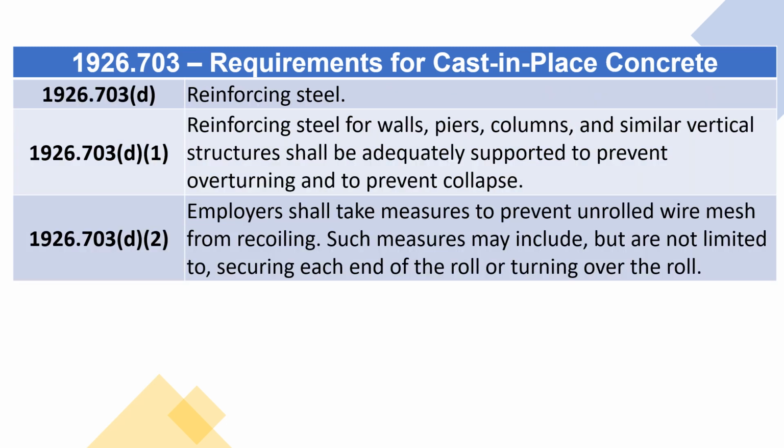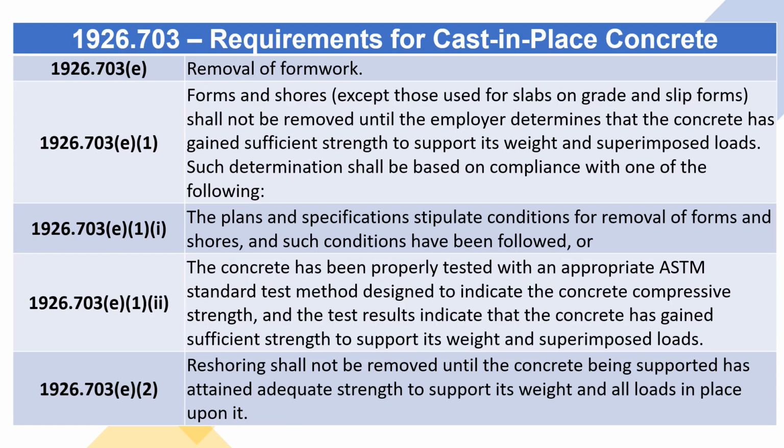1926.703(d) Reinforcing steel. 1926.703(d)(1) Reinforcing steel for walls, piers, columns, and similar vertical structures shall be adequately supported to prevent overturning and to prevent collapse. 1926.703(d)(2) Employers shall take measures to prevent unrolled wire mesh from recoiling. Such measures may include, but are not limited to, securing each end of the roll or turning over the roll. 1926.703(e) Removal of formwork.